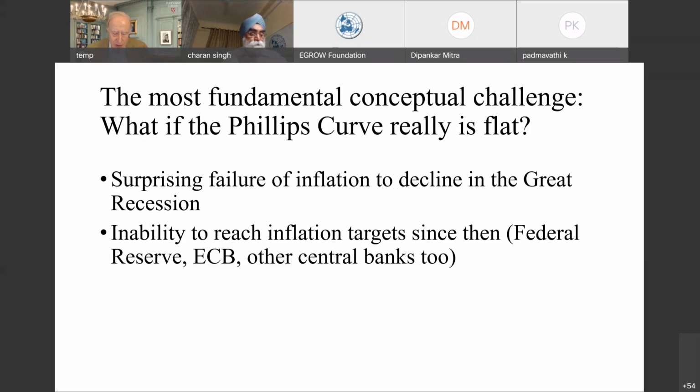There was substantial and widespread unused resources, and nonetheless, inflation really didn't move much. And since then, many of us have been surprised, I have been, in what I've mentioned already, the inability of so many of these central banks to reach their inflation targets. In Europe, in Japan, in Britain, in the United States, we just keep undershooting the target. And as a result, empirically, evidence seems to point to a flatter Phillips curve.